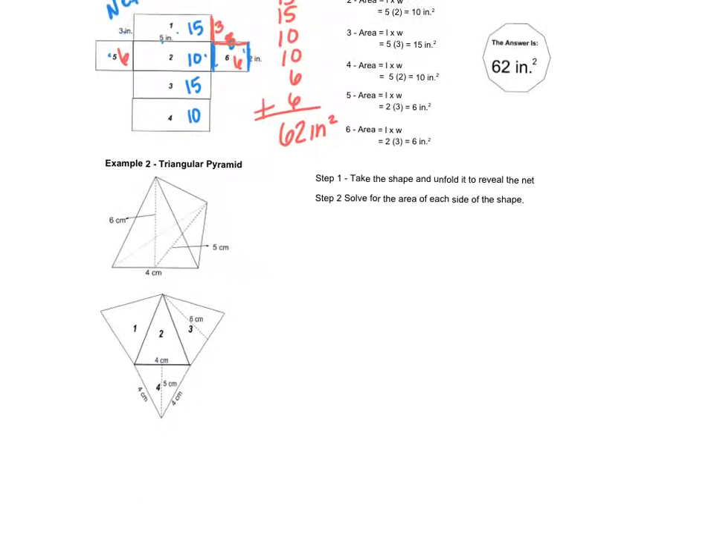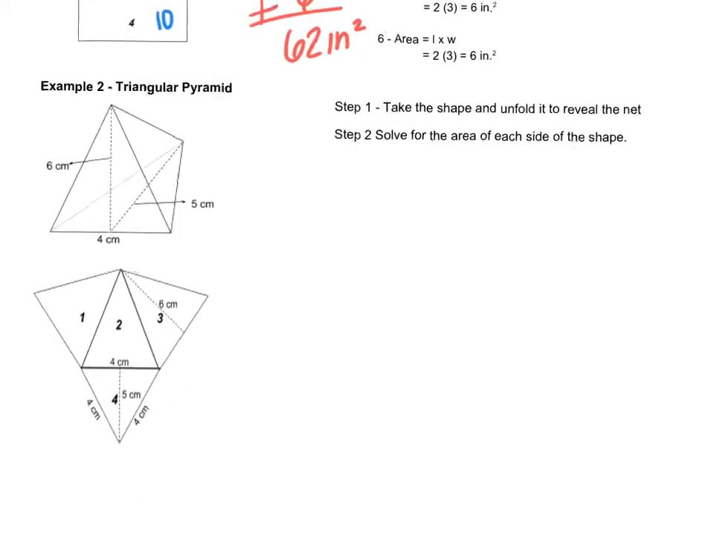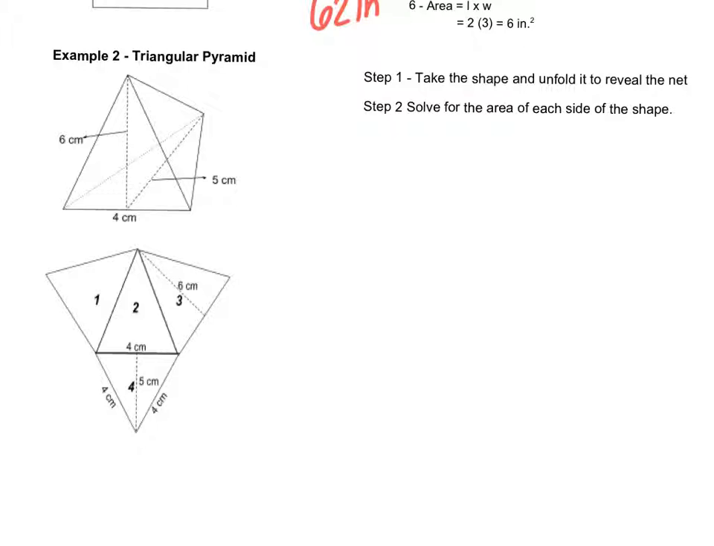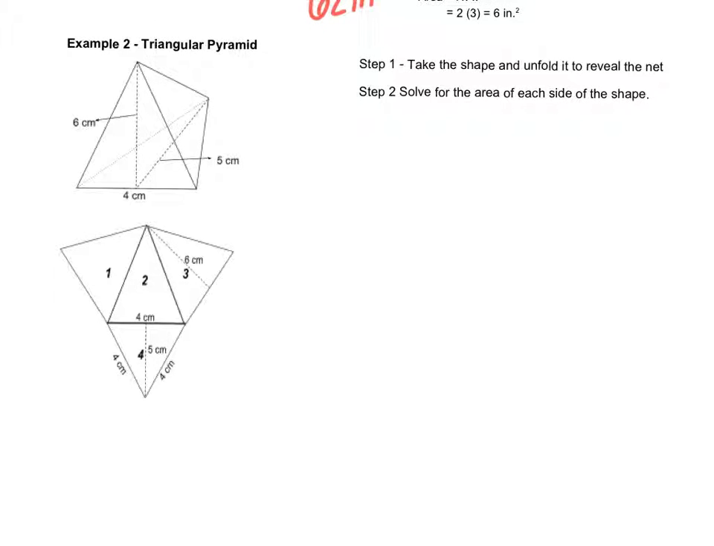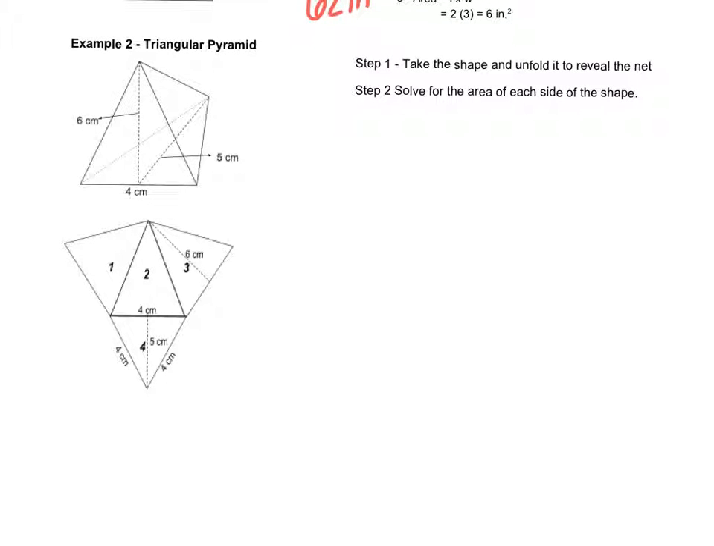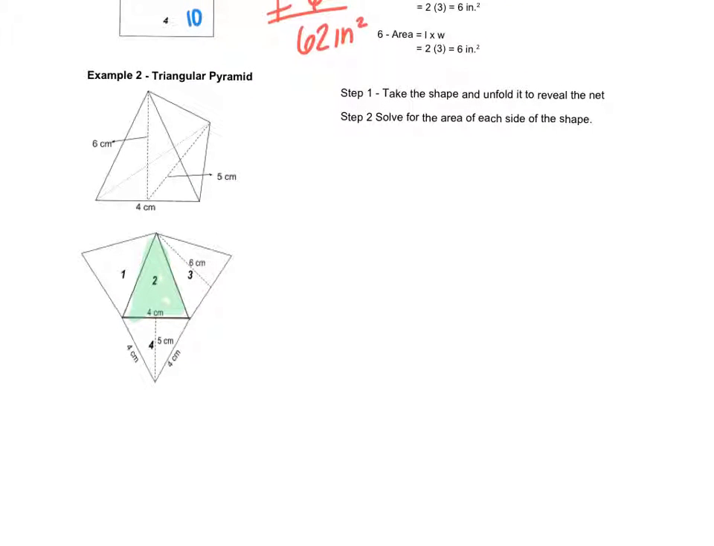Okay, so now let's look at this triangular pyramid. Okay, so this is a triangular pyramid. That means the base is a triangle. So this is our base right here, and I'm going to shade it right here. Okay, and then you may or may not have some triangles that match. I think 1 and 3 match. Okay, so this one and this one are the same. And then this one is going to be a little different. Okay, so I'm going to do the green one first.